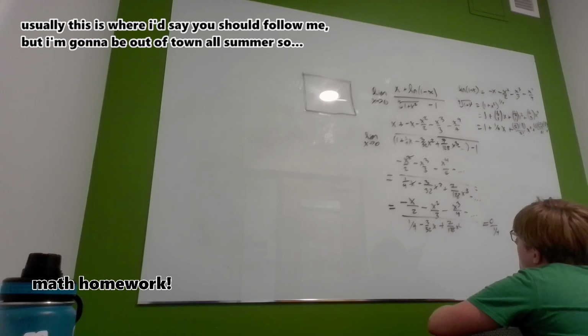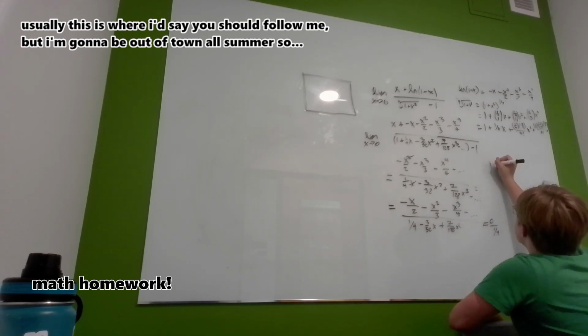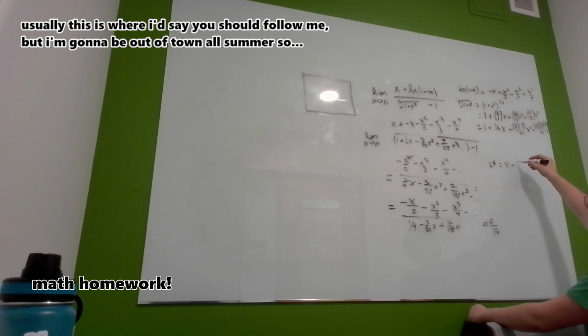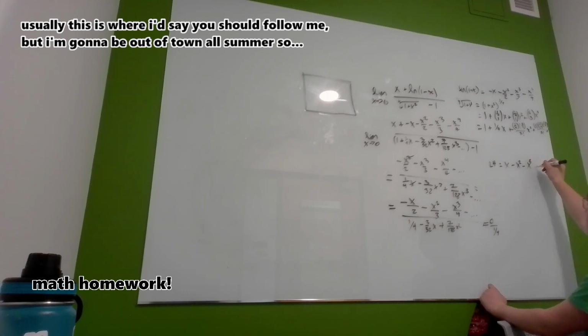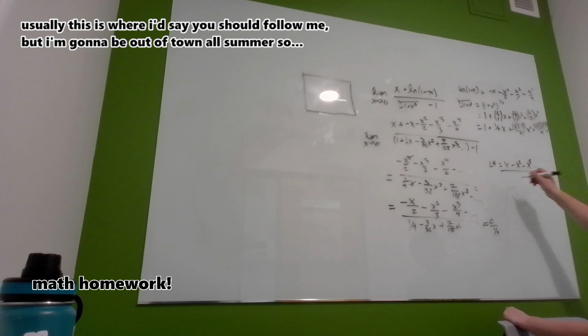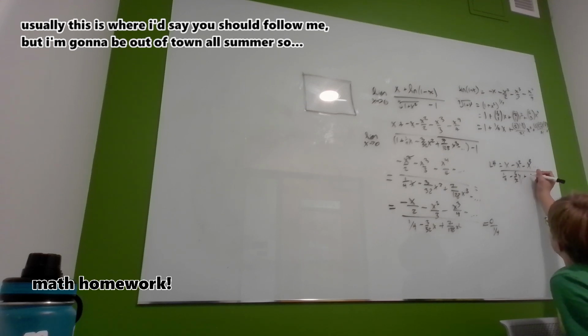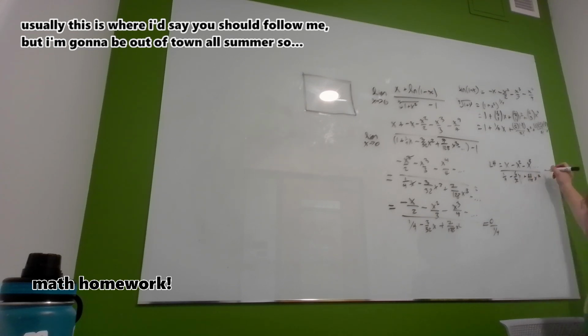2x over 2, which is x, minus 3x squared, 4x squared, 4x. Then you get 6 over 32 x, 7 over 28, 7 times 3, 21 squared.